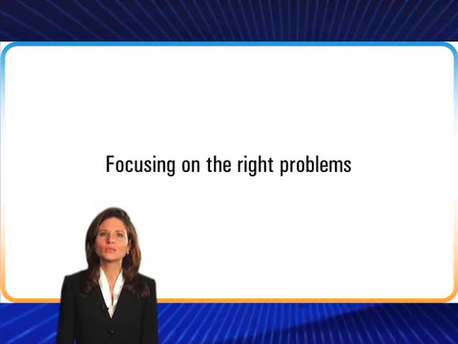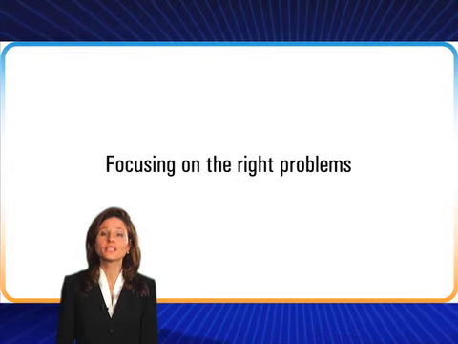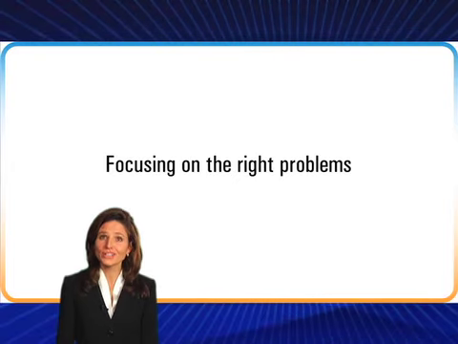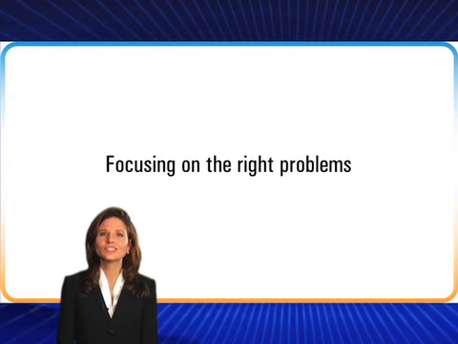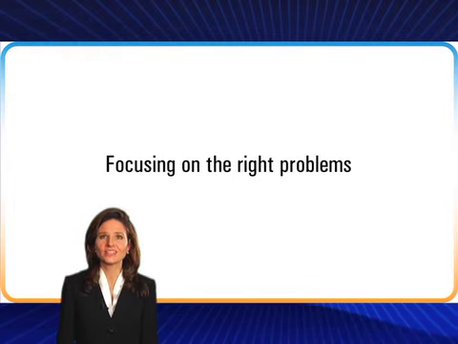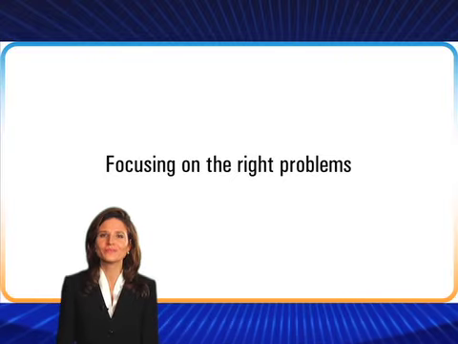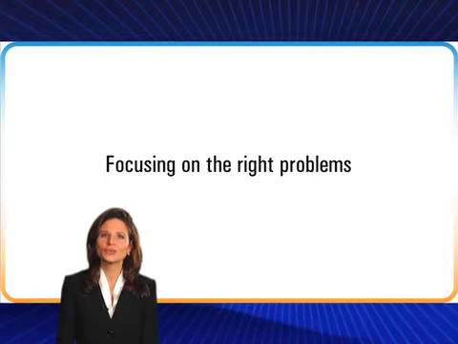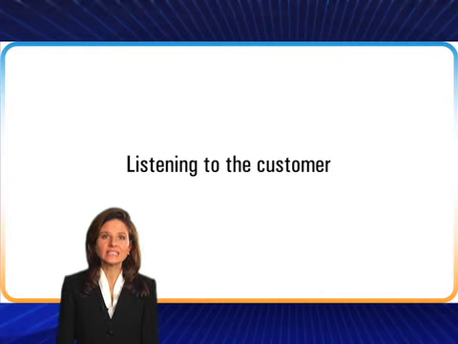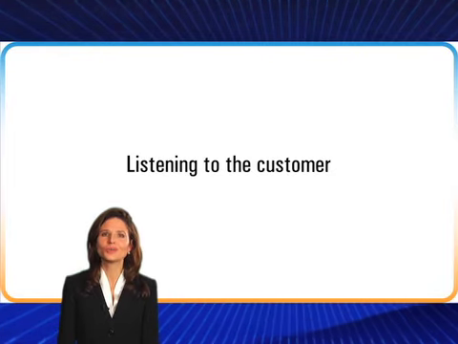The ability to pick productive problem areas involves product knowledge, market knowledge, competitive knowledge, and customer knowledge. It also involves planning, which should be done before each call. The second strategy for using SPIN involves listening to the customer and adapting your approach.